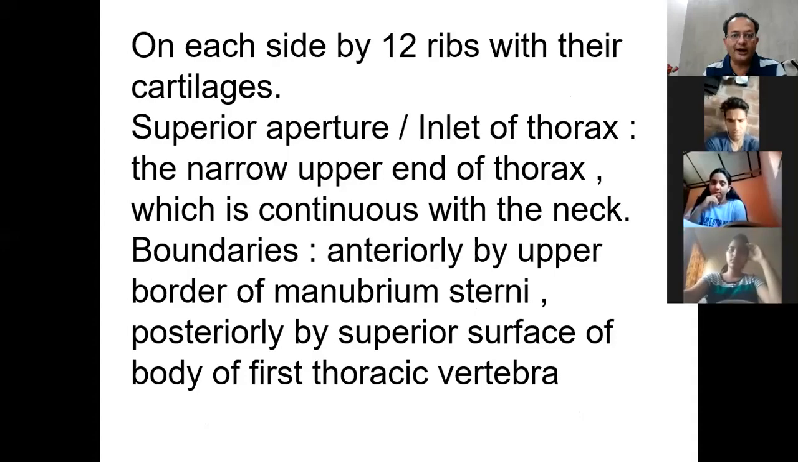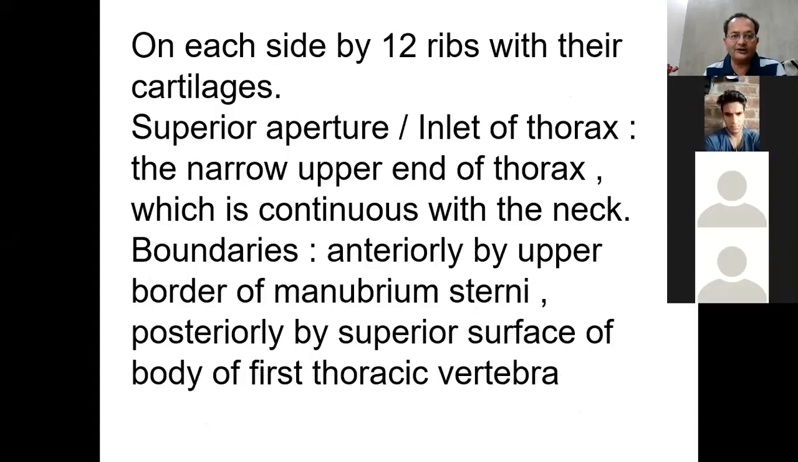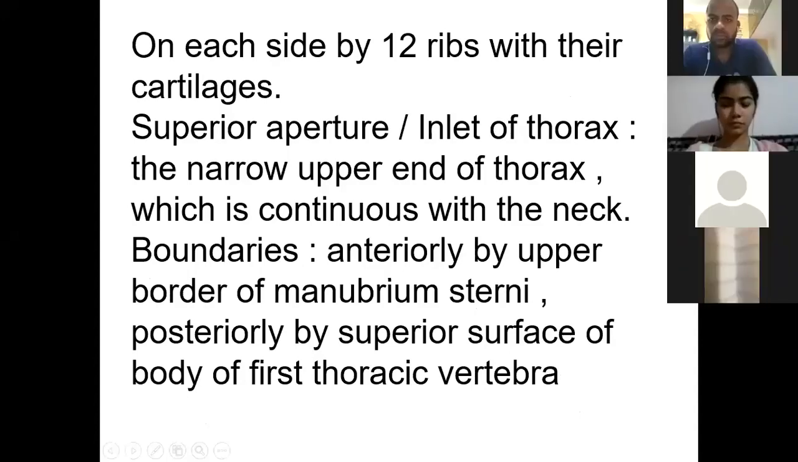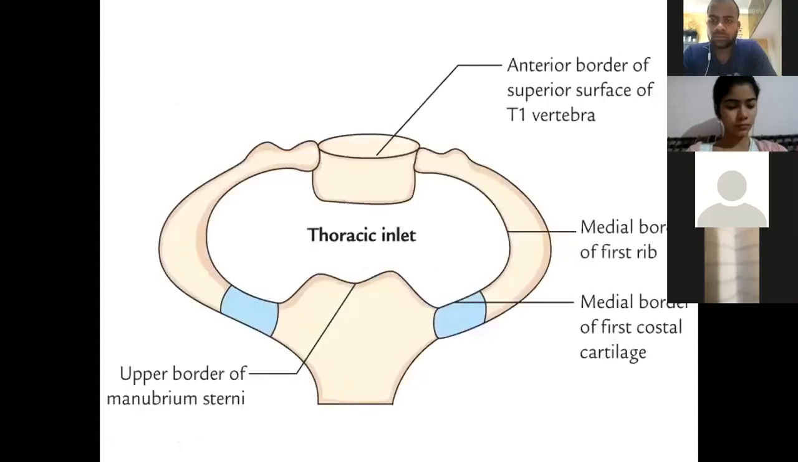Now, the superior aperture or inlet of the thorax. The narrow upper end of the thorax, which is continuous with the neck, is known as the inlet of the thorax. Boundaries: anteriorly by the upper border of manubrium sterni, posteriorly by the superior surface of the body of the first thoracic vertebra.